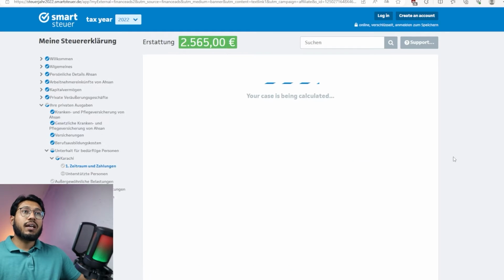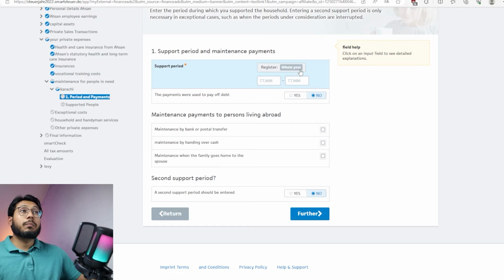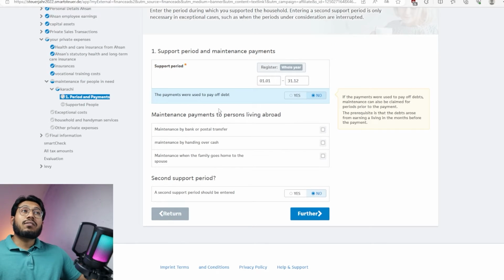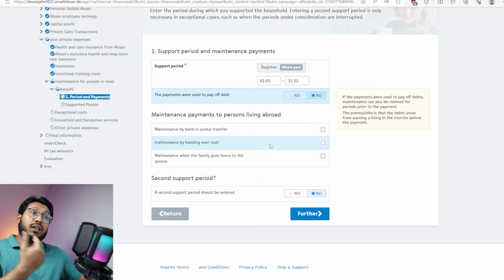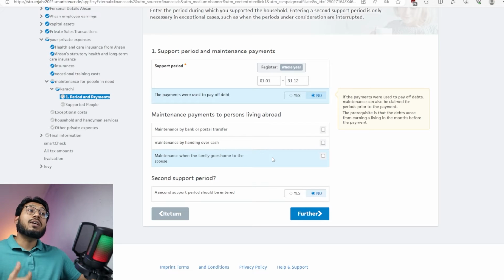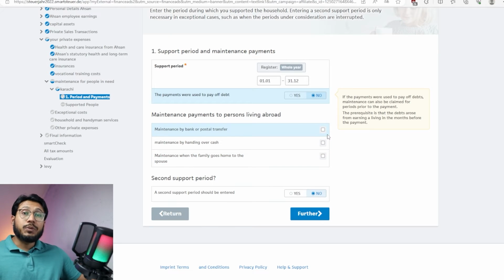So click on next. Here you provide the details for the maintenance payments. So if you're providing them for the whole year, here you can select if the payments were used to pay off debt, yes or no. In our case, we select no. And then we add the information of maintenance by bank or postal transfer, maintenance by handing over cash, or maintenance when family goes home to spouse. You can select whichever option is applicable for you. Be sure to check out my video with details for maintenance declaration, because in that video I also mention a specific form which you need to get signed and notarized.